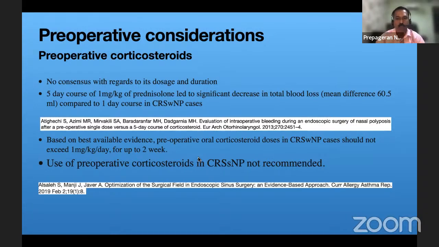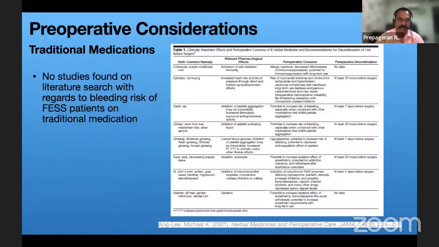How about CRS without nasal polyps? At the moment, it is not recommended. There is no clear-cut evidence for CRS without nasal polyps at the moment.